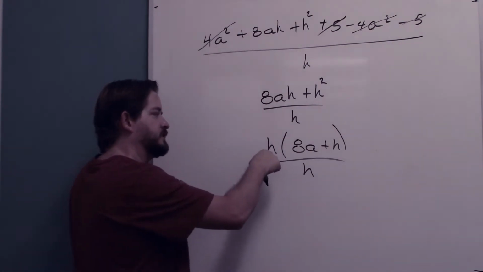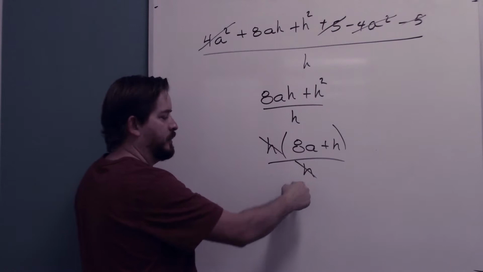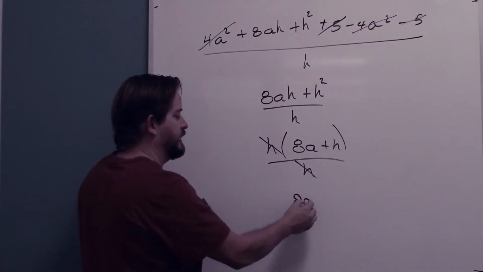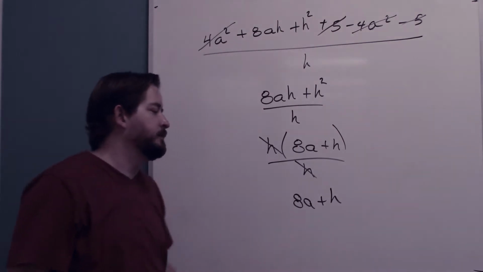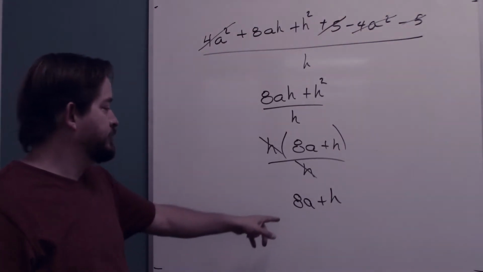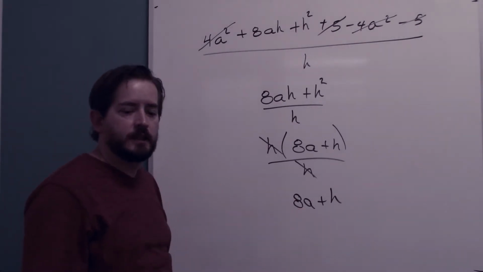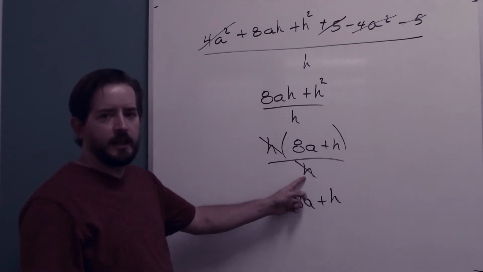And now that this h is a factor in the numerator, it can cancel with a factor of the h in the denominator, and I'm just left with 8a plus h. So know how to go through that process, find the difference quotient, and then simplify it down to something that looks like this. And you should eventually end up canceling out that h in the denominator.